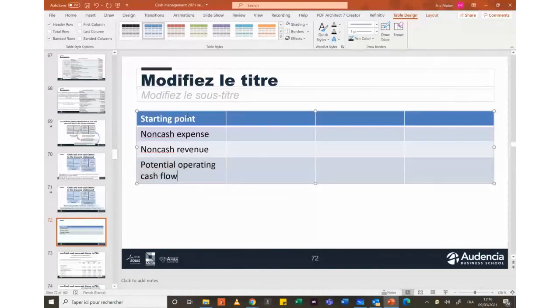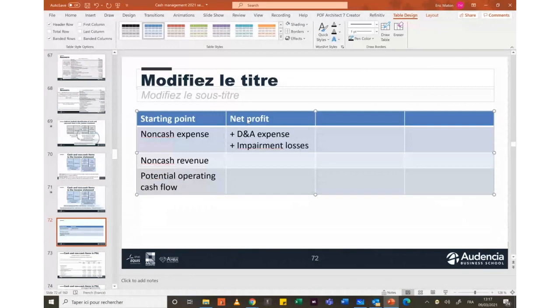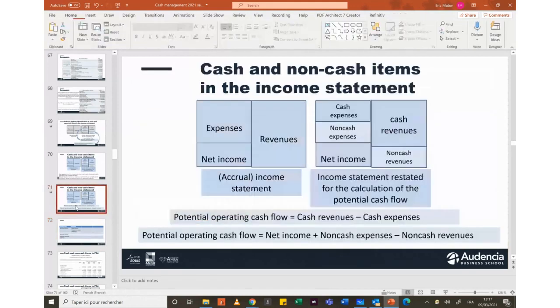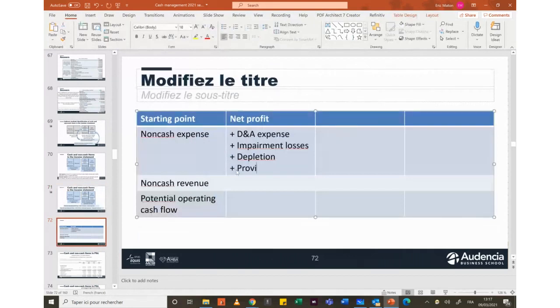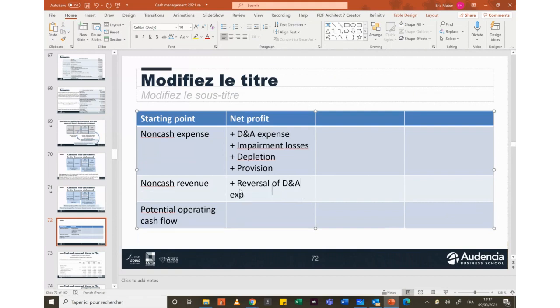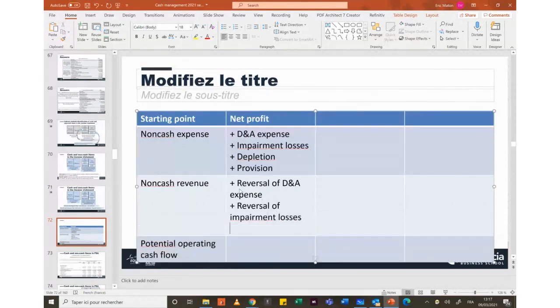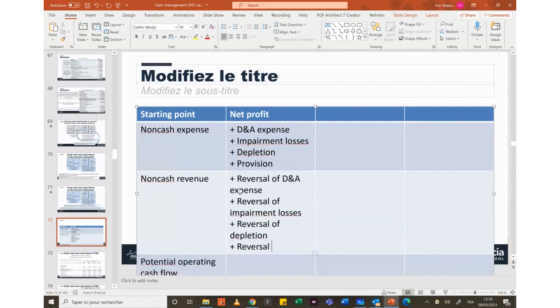If you start from the net profit, you need to eliminate, so you do plus a D&A expense, plus impairment losses, plus depletion, what we said, plus the provisions, and the non-cash revenue, plus reversal of D&A expense, plus reversal of impairment losses, and so on, plus reversal of depletion, plus reversal of provision. Okay.